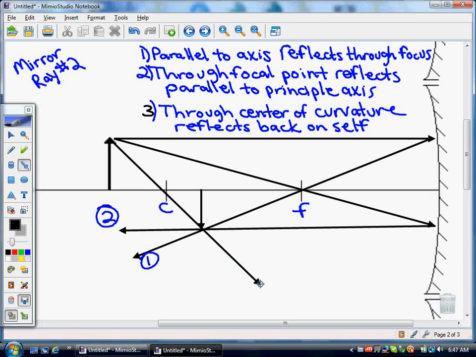So you'll see that all three meet at this point here, and since I've taken all the rays from the tip of the arrow here, that must be the image of the tip. So this will be ray number 3 right here, and this is in fact our answer.